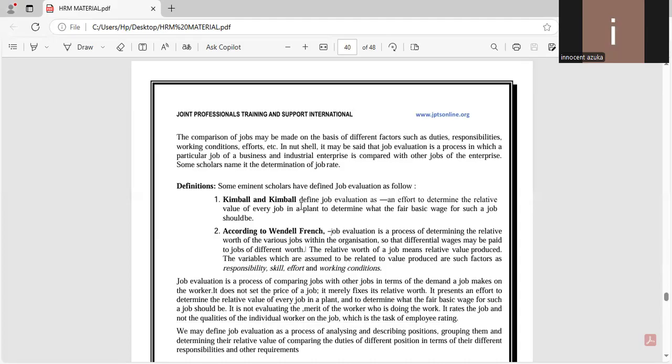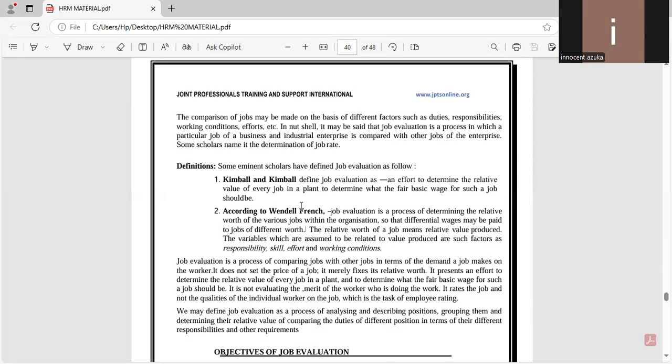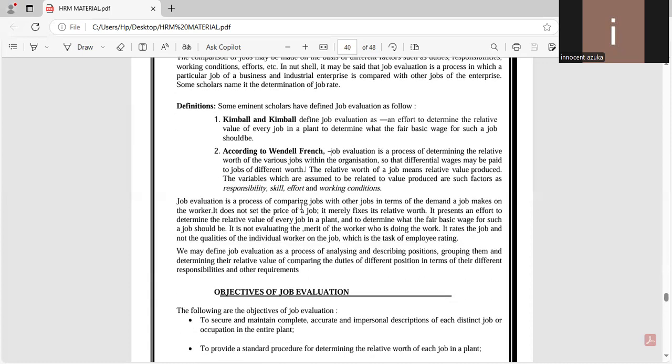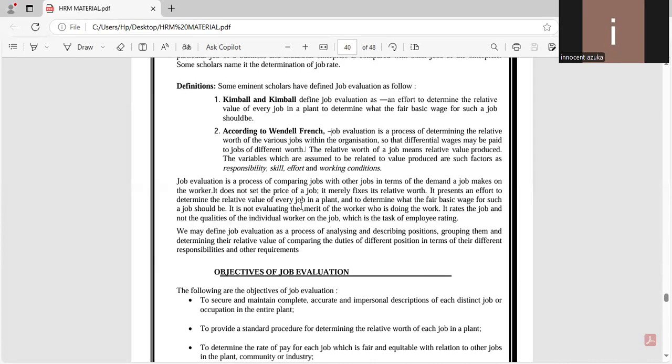So job evaluation is a process of comparing jobs with other jobs in terms of demands. You must know the worth of a job. It can also be defined as a process of analyzing and describing positions to determine their relative values, by comparing the duties of different positions in terms of their different responsibilities and other requirements.